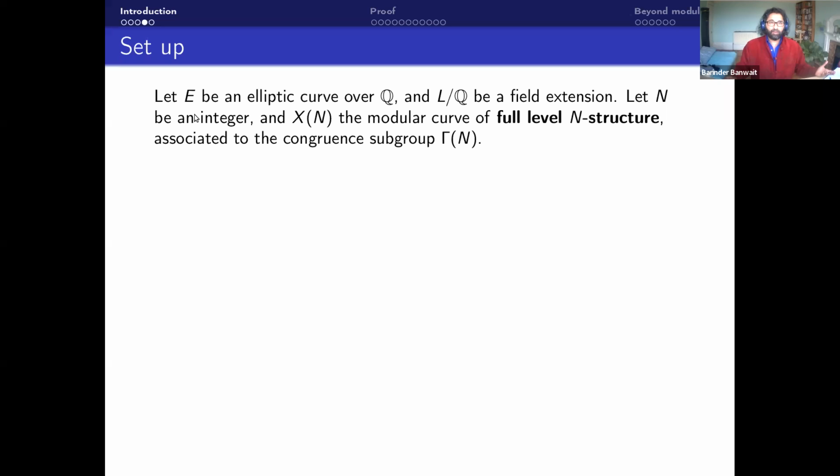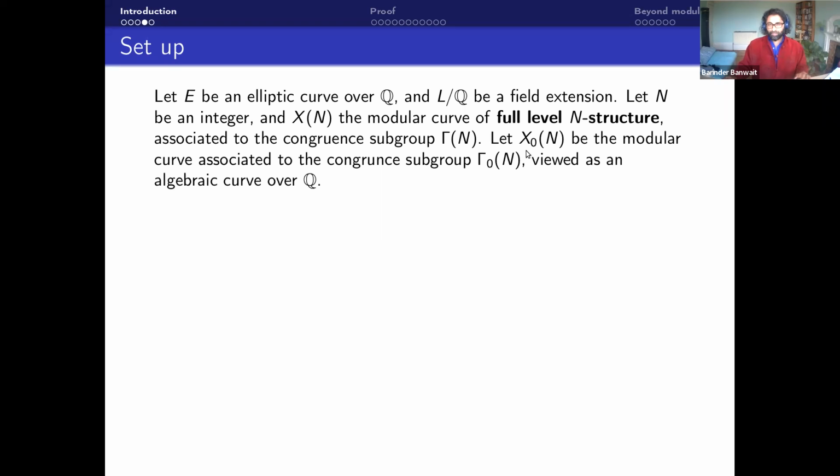So n is going to be an integer, and by X(n), we mean the modular curve of full level structure. So this is associated to the congruence subgroup Gamma(n), the matrices in SL2(Z) that are congruent to the identity matrix modulo n. And also we have X_0(n) associated to the congruence subgroup Gamma_0(n). And we regard these as algebraic curves over Q.